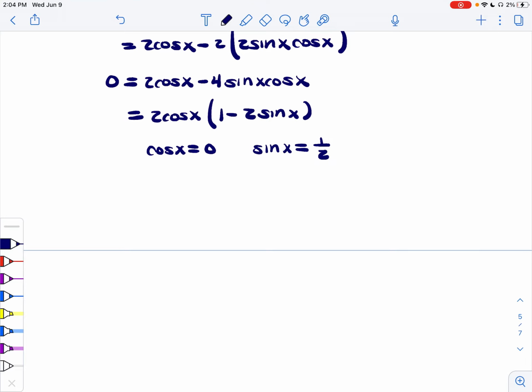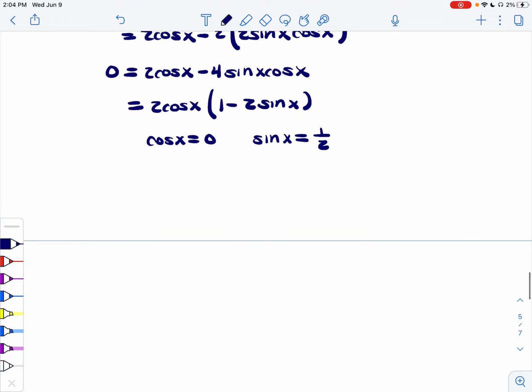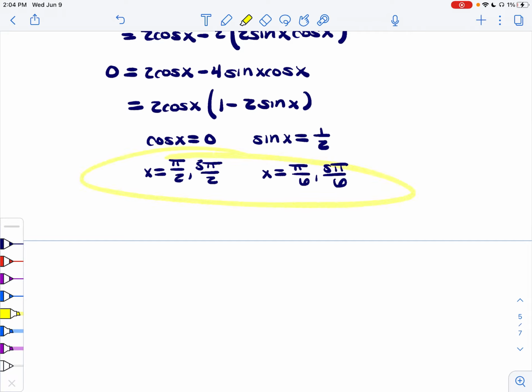All right, so then just thinking about your unit circle, cosine equals 0 at pi over 2 and 3 pi over 2, and sine is equal to a positive 1/2 at pi over 6 and 5 pi over 6. So those would be our answers to this problem.